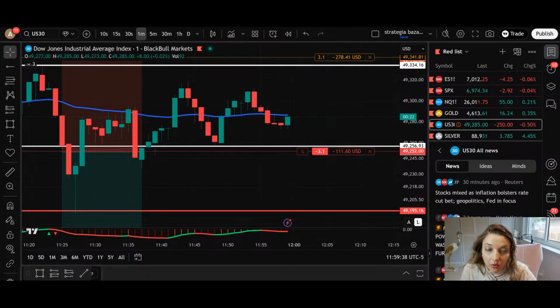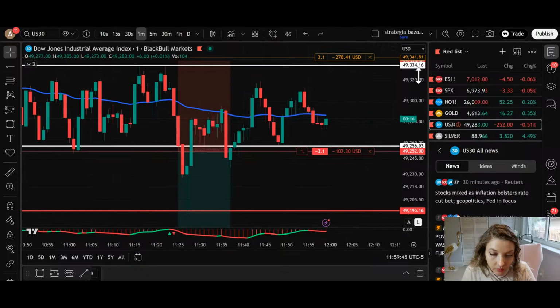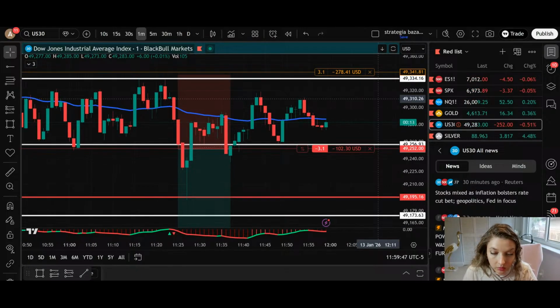Okay, so I'll keep you updated about this trade. I'll probably move my stop loss soon.